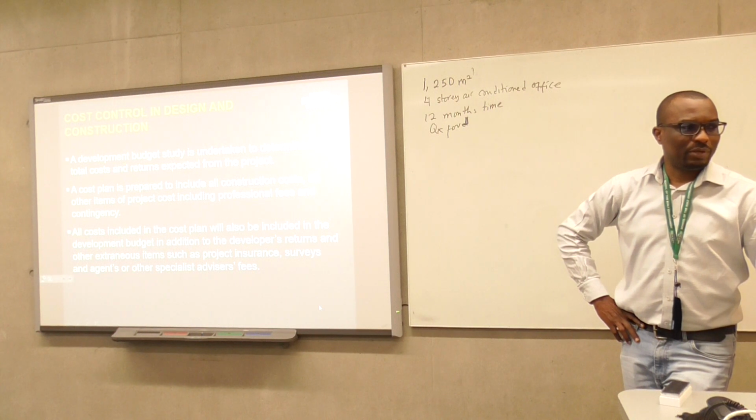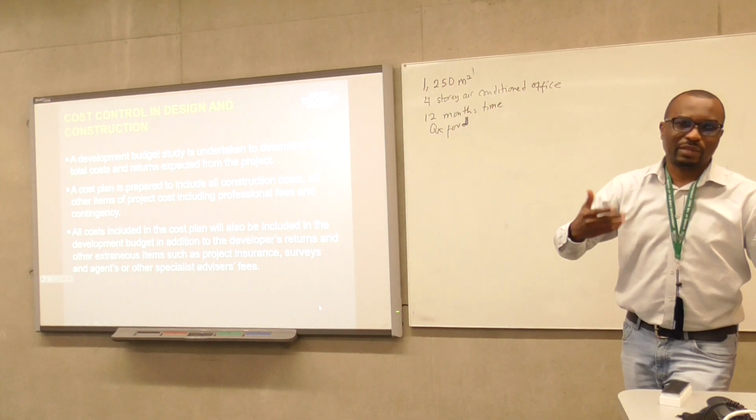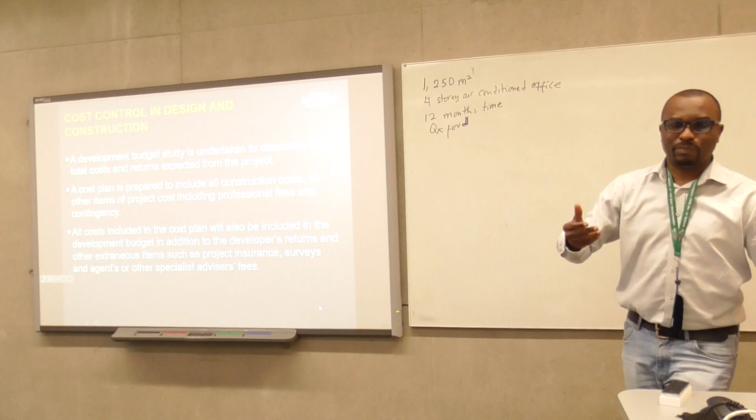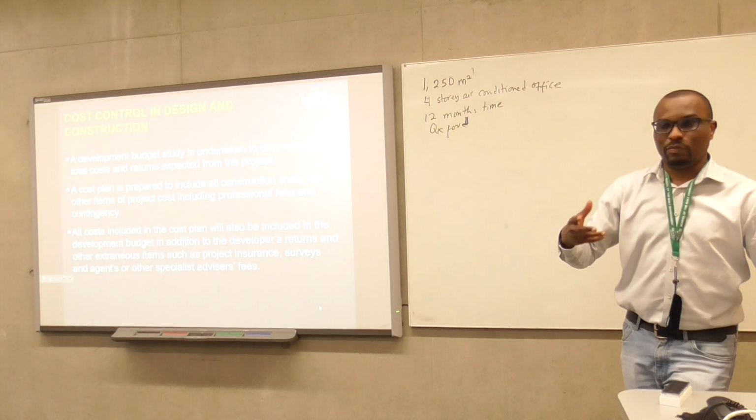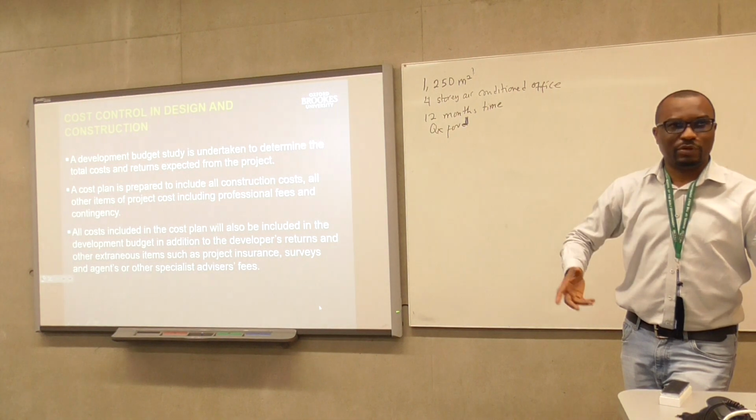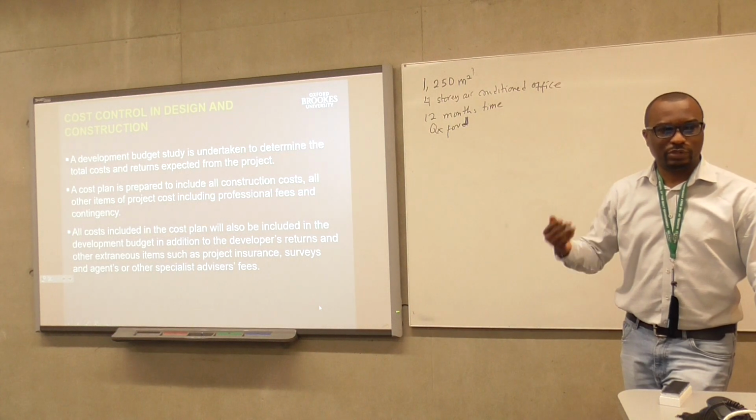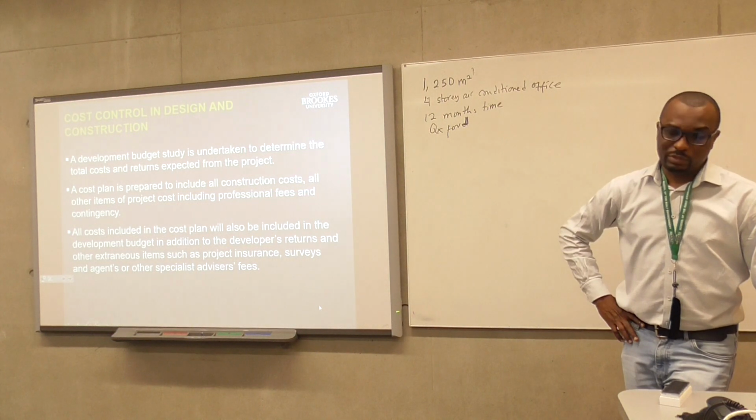Cost control is something you always need to do at both the design and construction stage. So at the design stage, you're making sure that whatever the architect is designing, when it's priced or tendered, matches your budget. Because you don't want the architect to do a design that, at the time of pricing, goes beyond your budget. And then during the construction, you need to monitor the cost to ensure that it sits within your budget.